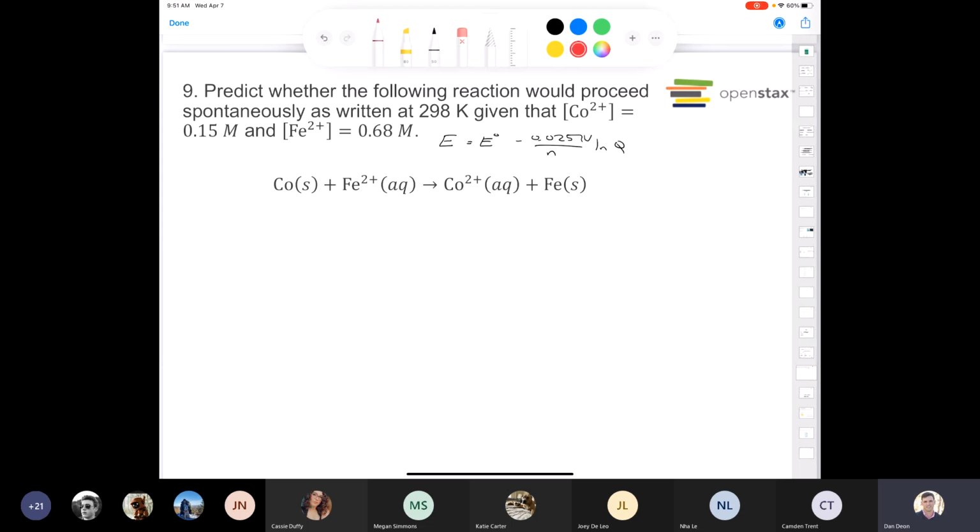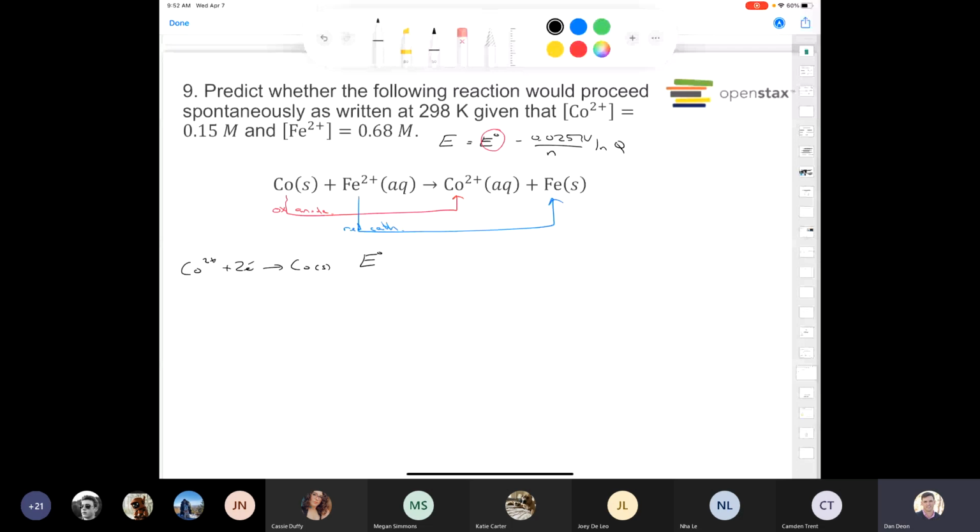Well, the first thing we're going to do is solve for the standard cell potential for this redox reaction. I have the cobalt that's being oxidized to cobalt 2 plus. So this is oxidation. This is my anode. I have iron 2 that's being reduced to iron. This is reduction. So this is my cathode. If I look up the standard reduction potentials for these two reactions, I'll start with the cobalt. Cobalt 2 plus plus 2 electrons gives you solid cobalt.